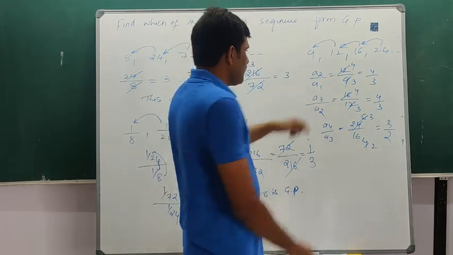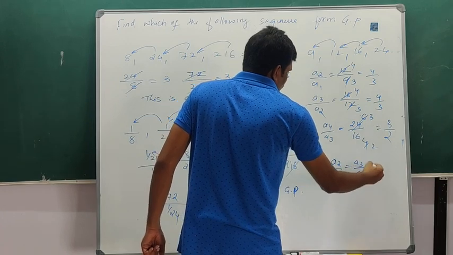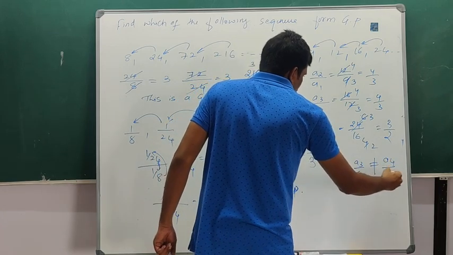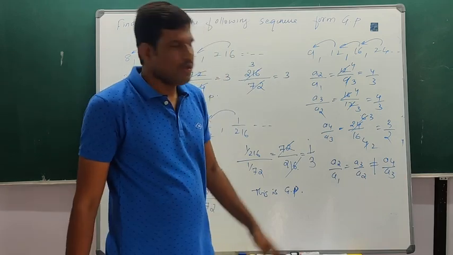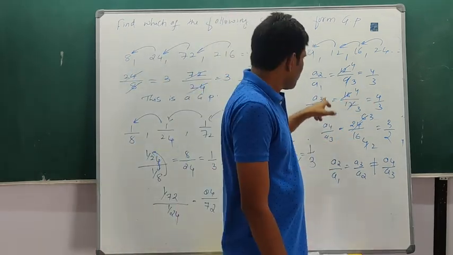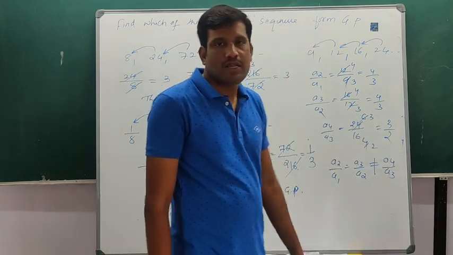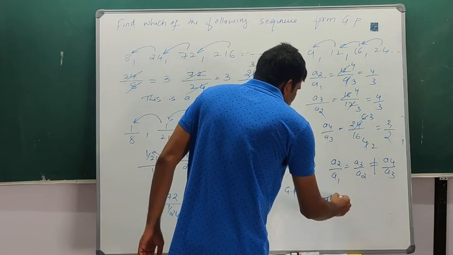We can see that A2 by A1 is equal to A3 by A2, which is not equal to A4 divided by A3. That means the common ratio is not the same. Second term by first term is 4 by 3. Third term by second term is 4 by 3. But fourth term to third term is how much? 3 by 2. Therefore, this is not a GP.